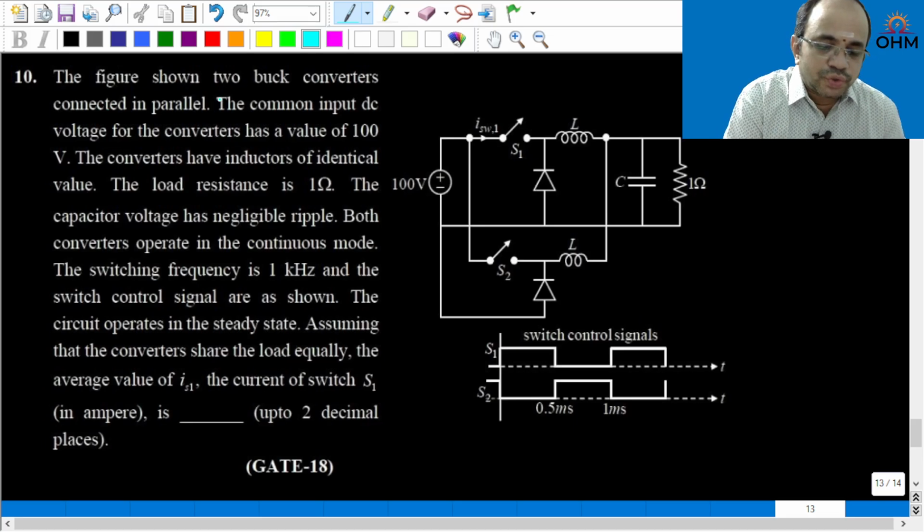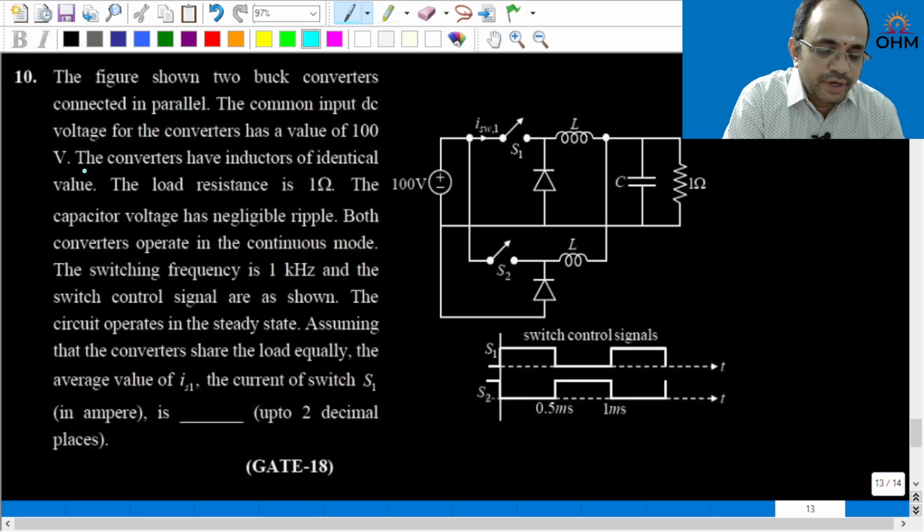The figure shows two buck converters connected in parallel. This is one buck converter here, and another buck converter. Both are connected in parallel. Parallel means the output voltage for the two buck converters will be the same. That is the first observation. Next, the common input DC voltage for the two converters has a value of 100 volt. That means for both converters, the input voltage is common. The load resistance is 1 ohm.